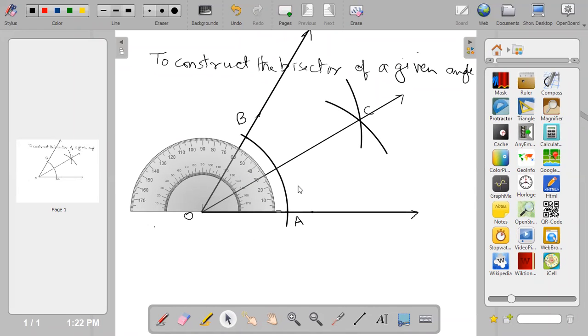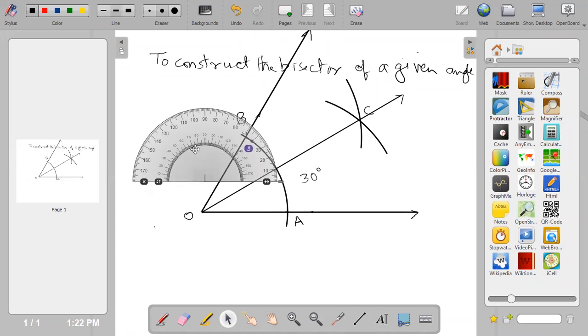What is the angle here? I'm getting 30 degrees because that was 60. So here this angle is 30 degrees, so the other should also be 30 degrees. So the other angle we can check.